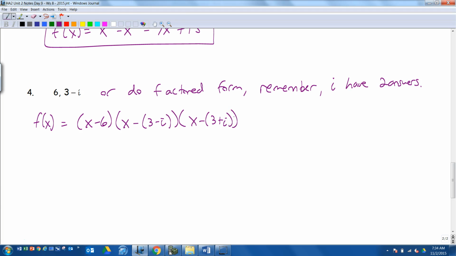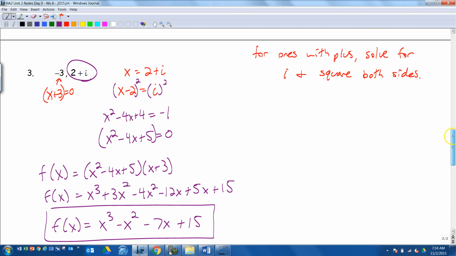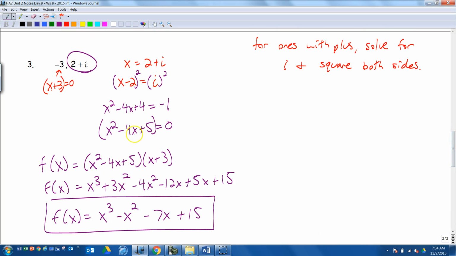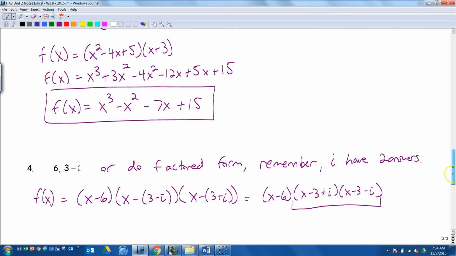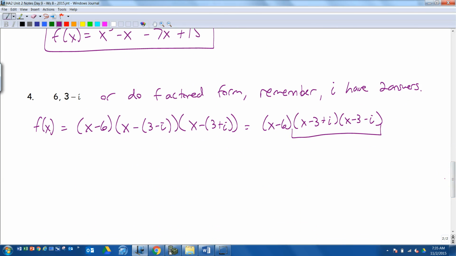Okay? So then we're going to simplify this and say we have x minus 6, x minus 3 plus i, and x minus 3 minus i. Now this is a little messier. It's a 3 by 3, so you're going to get 9 pieces. But when you do this, this will always simplify and make your nice answer if you don't remember how to do the method above, which was solving for the i and squaring it and reverse solving. This is just doing the factored form.